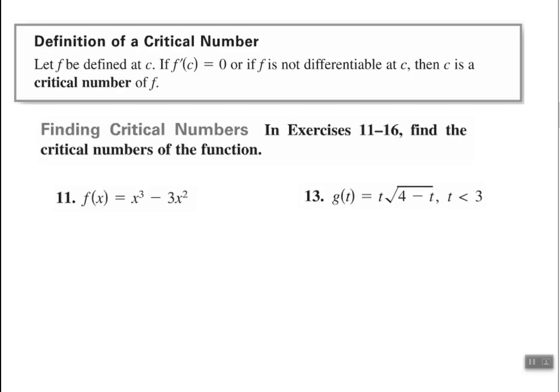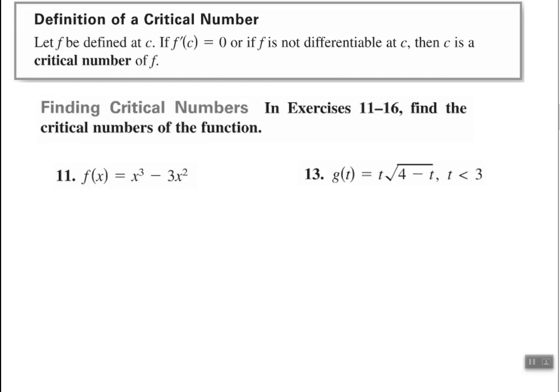So here we want to find the critical numbers of the function. So the first thing we need to do is to find the derivative of the function. So we have 3x squared minus 6x using our power rule. And then the second step will be to set that equal to 0, because it says if f prime of c equals 0 here. So let's set the derivative equal to 0 and solve.